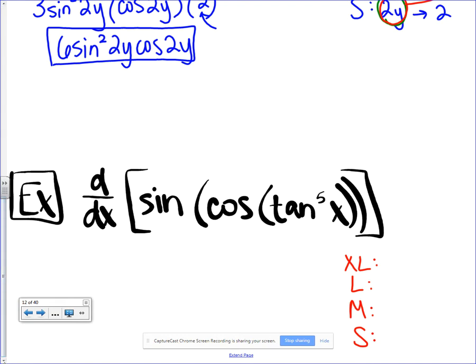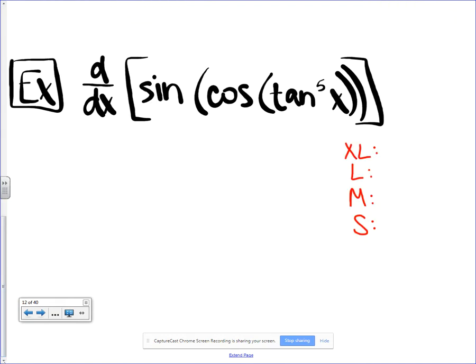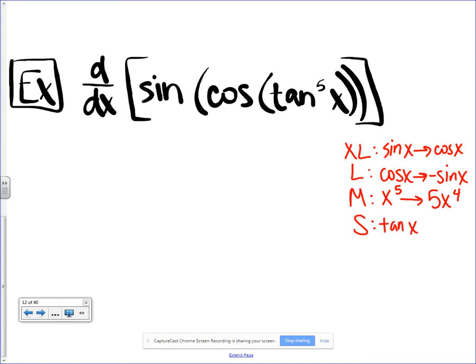All right, so now I actually have 4 functions. The biggest function is a sine function. The medium function is the cosine function. I'm sorry, the large function is a cosine function. The medium function is x to the 5th. And the very smallest function is tangent of x. Looks like that. So let's put all of those chains together.